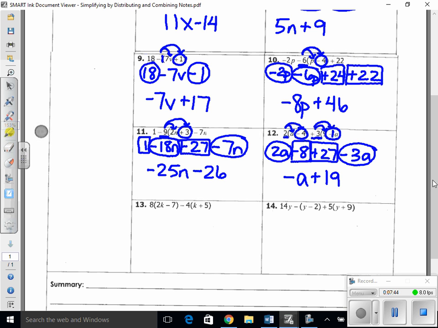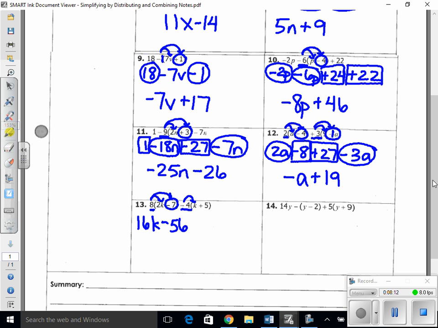Right, then the last two examples that we have left also have 2 distributings in them, so we're going to keep practicing with some of those. In number 13, you're going to distribute an 8 to the first set, and then you're distributing a negative 4 to the second set. So do one at a time. Don't try to do them all at once. 8 times 2k is going to give us 16k. This is a negative 7, so 8 times negative 7 is negative 56. Now you're done with that one. Go to the next one.